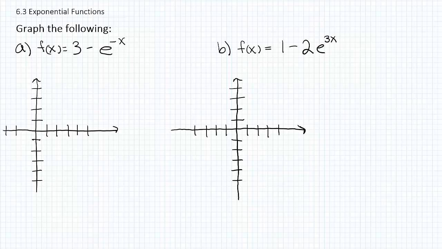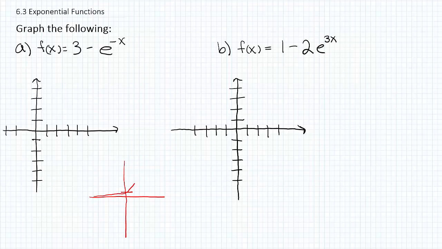Graph the following. All right, so we have this function f of x is equal to 3 minus e to the negative x. This is just a transformation of the basic graph of e to the x. Now, the basic graph of e to the x, if you don't know what that looks like, don't be intimidated by the e. It's really just a constant, right? It's basically a constant between 2 and 3, a little closer to 3, right, because it's 2.7, et cetera, et cetera.